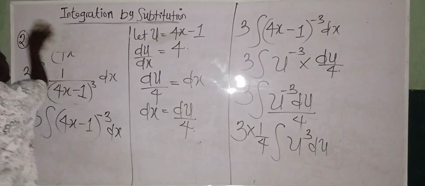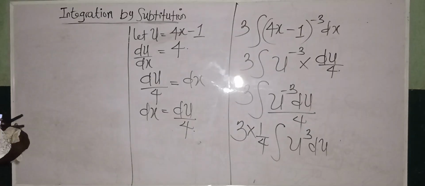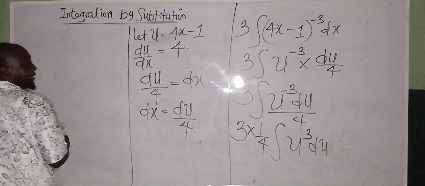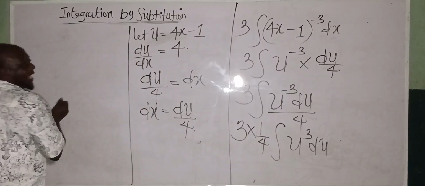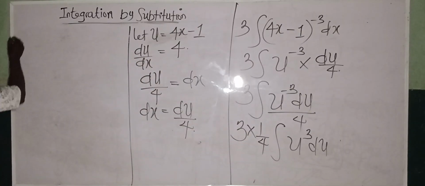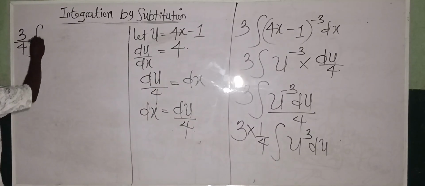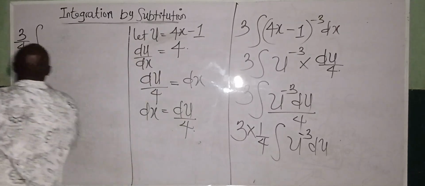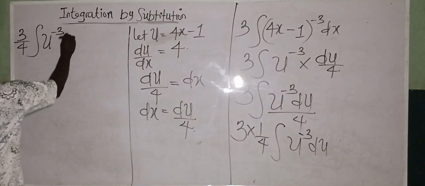Going further, what do I know going further? So this one can only affect this 3. 3 times 1 over 4 is 3 over 4. So I have 3 over 4 there. Then the integral of, please, there is minus here, please. So I have the integral of this value, du.